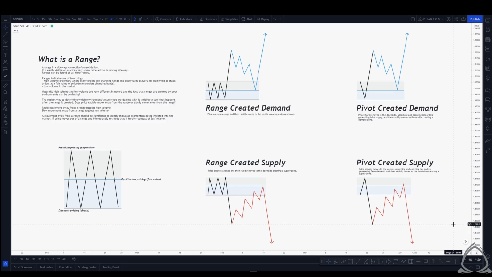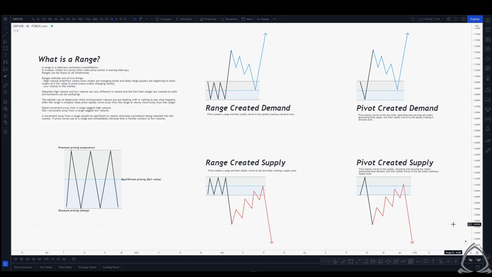The easiest way to determine which environment or volume you're dealing with is waiting to see what happens after that range is created. Does price rapidly move away from the range? Or does it just slowly trickle outside of the range? If it's rapidly moving away from that range, it's suggesting high volume, which implies that lots of orders have changed hands and that there was likely institutional backing, and we can use that as a footprint to potentially plan a trade. Now, on the flip side, if it trickles out of that range with slow movement, it's suggesting low volume and more than likely not much has really happened. There just were simply not really any orders happening at that particular price level.